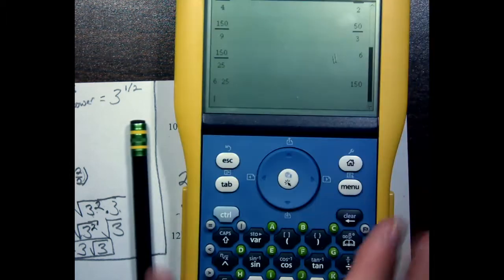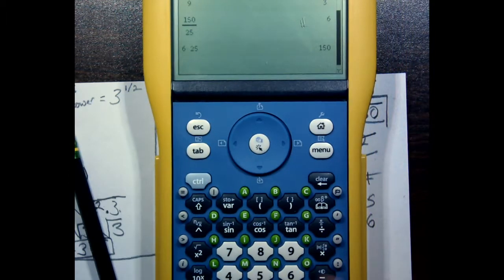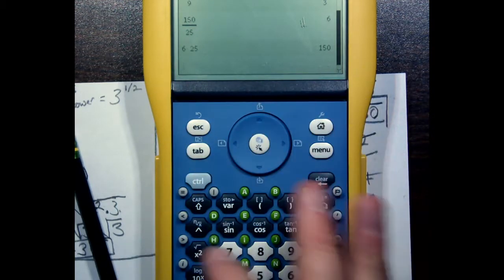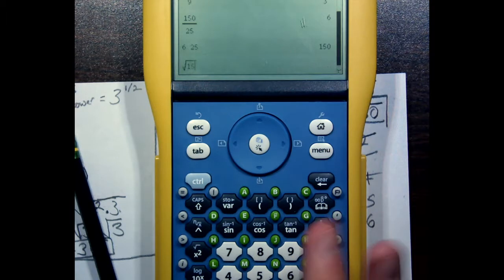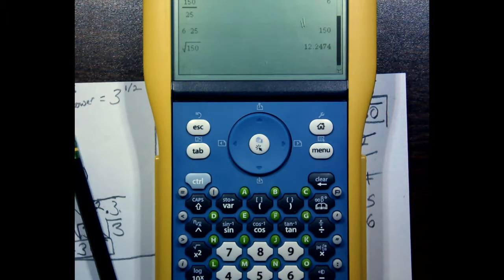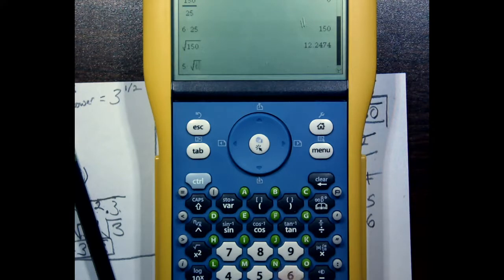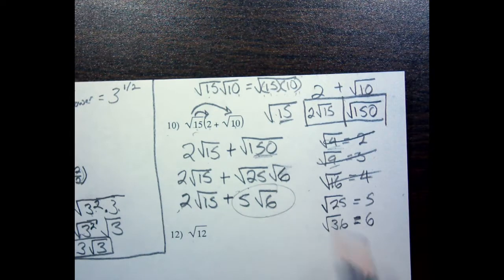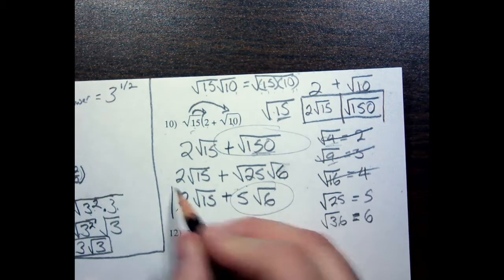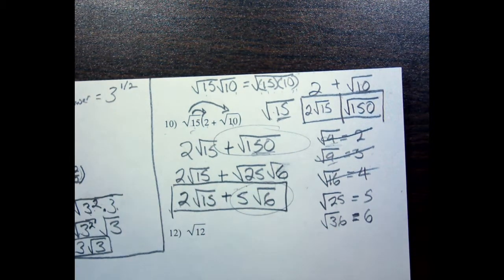Now you might say, Mr. Adams, I don't understand why we have to change it. Well, one is the simplified version. If I say the square root of 150, I get some decimal. Now if I say 5 times the square root of 6, which is what we said was the simplified version, I get the same decimal. Do you see what we did there? Now the reason we want it simplified is that this is much easier to multiply than this stuff. So our final answer is this. Any questions?